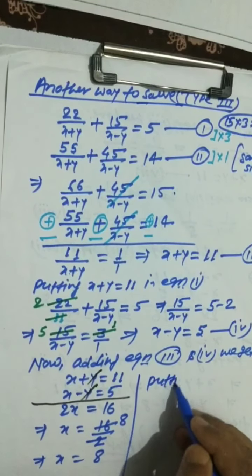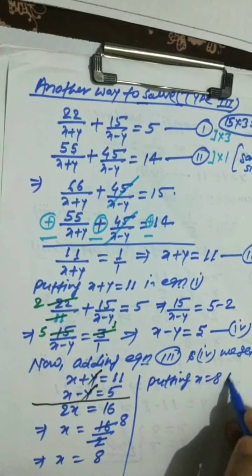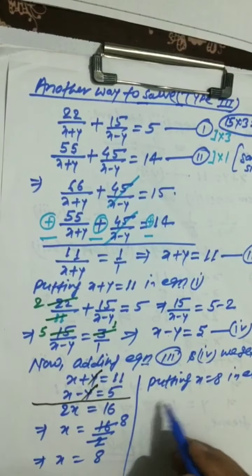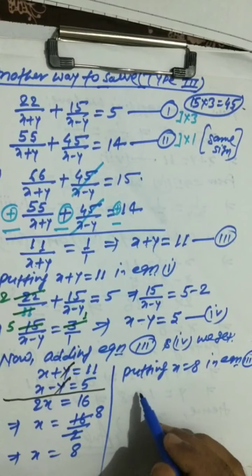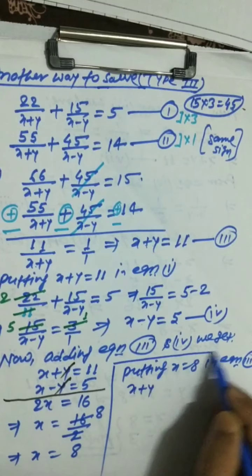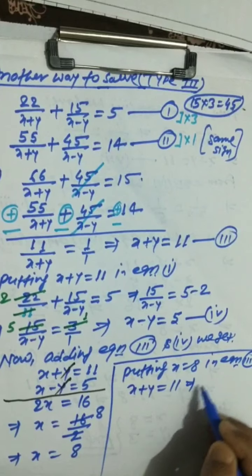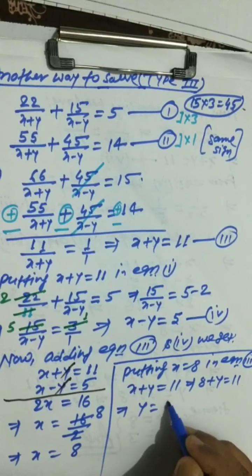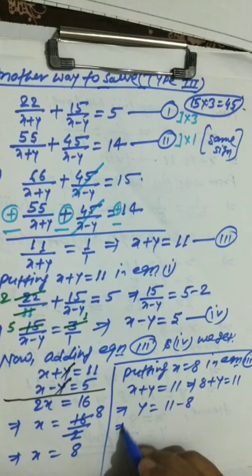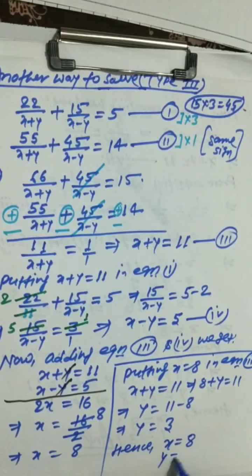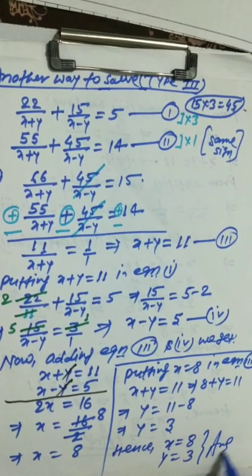Now putting x is equal to 8 in equation third, then we will get x plus y is equal to 11. This implies that 8 plus y will be equal to 11, and this implies that y is equal to 11 minus 8, that is y is equal to 3. Hence we have got the final solution, which is x is equal to 8 and y is equal to 3. This is your final answer.